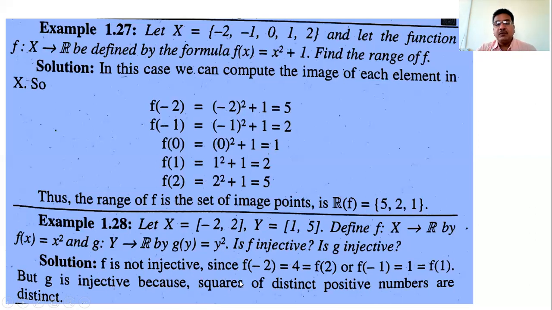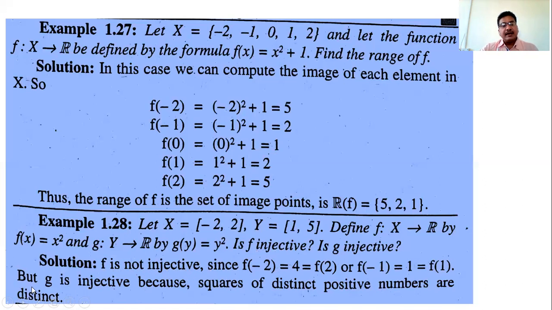Just give any one example; it is called a counterexample, that is, the condition fails for those two elements. The elements are different but the images are the same, and therefore f is not injective. Such an example is called a counterexample. By using a counterexample we justify that f is not injective.